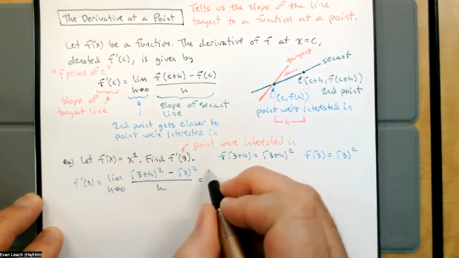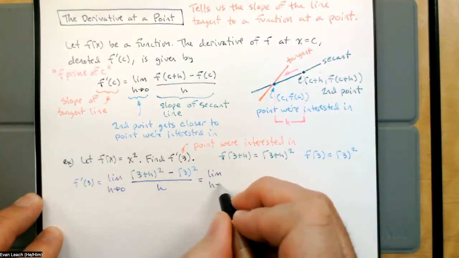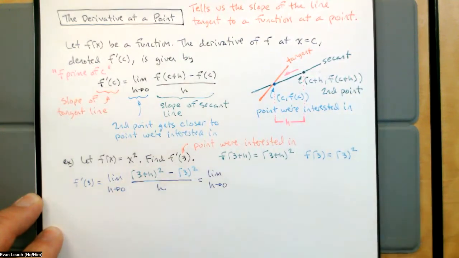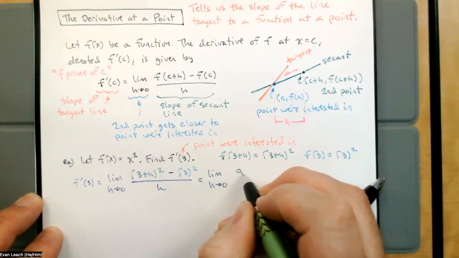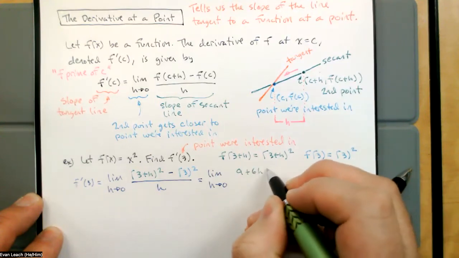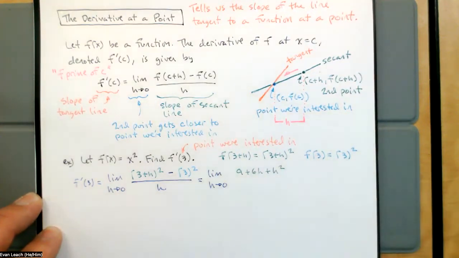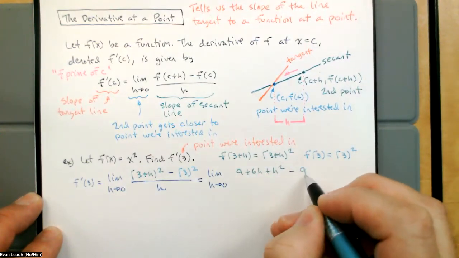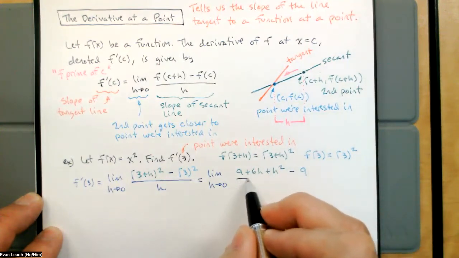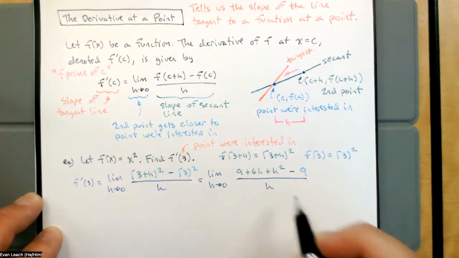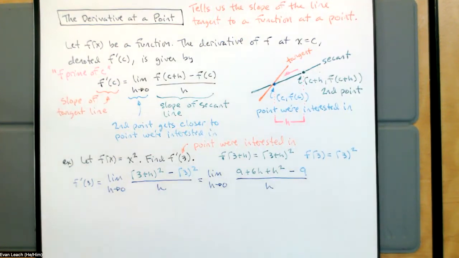We haven't done this limit business yet, so that's hanging around. We have to keep writing it because we haven't done that yet. 3 plus h squared is, let's see, 9 plus 6h plus h squared. 3 squared is 9. And now we can see that h on its way out. Some of you see it now. Some of you are like, oh, wait a second, I still don't see the h disappearing.